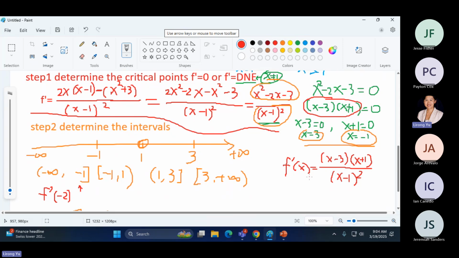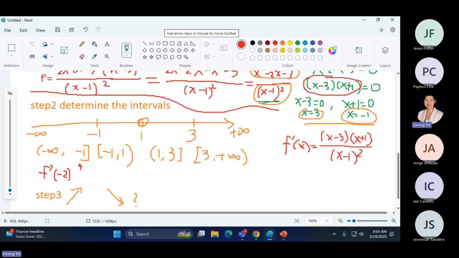So I'm going to do this calculation. For example, for -2, the numerator is -2 minus 3, that's -5, and then -2 plus 1 is -1. -5 times -1 is multiplication, which makes it +5. The denominator is going to be -2 minus 1 squared, which is actually -3 squared. It's 9. So it's 5/9.